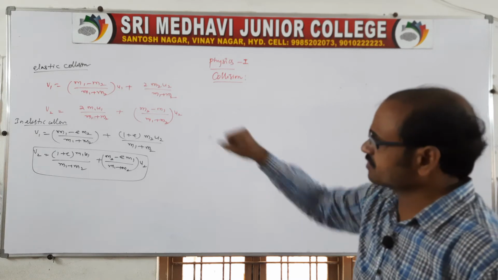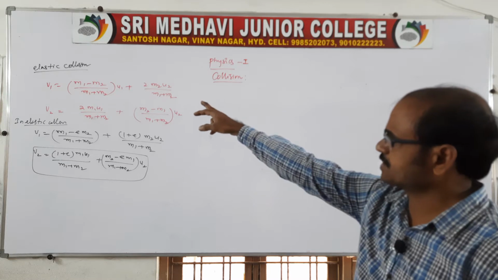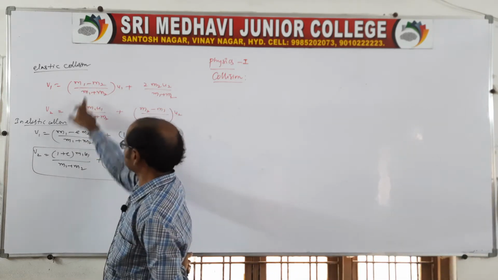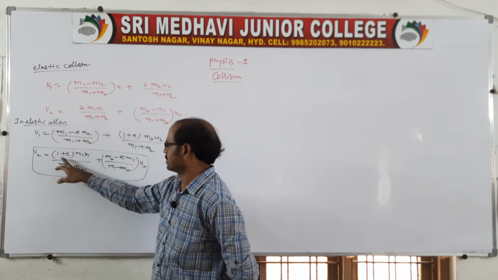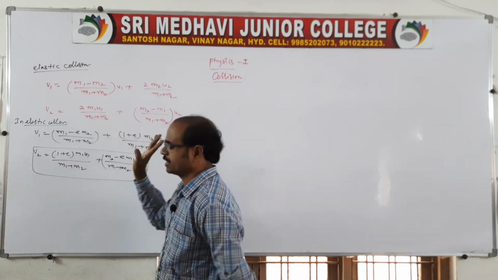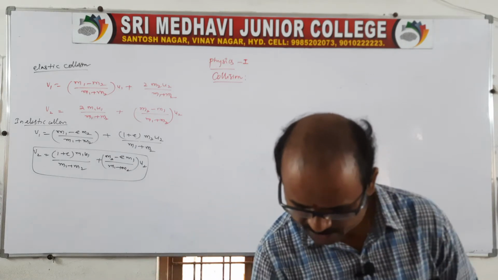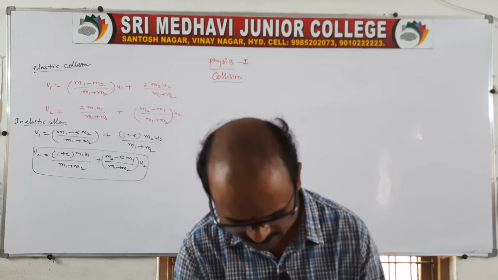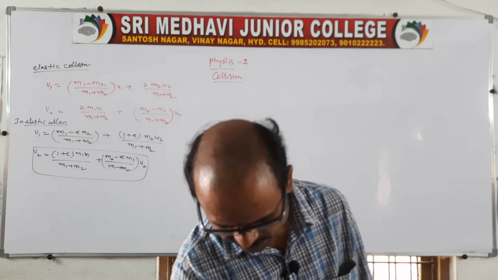In simple terms, for an inelastic collision, you just replace. In the first expression, you write an e here, and instead of 2, you write 1 plus e. Here also, 1 plus e. And here also e is there, minus e M1, so you write an e, that's all. So these are the expressions for elastic as well as inelastic collisions.